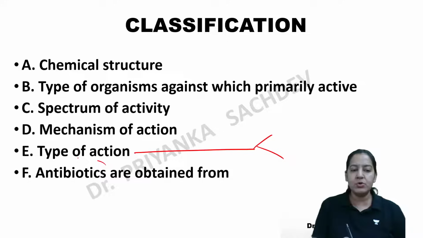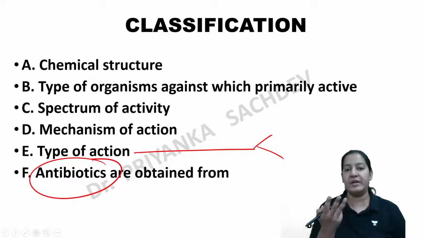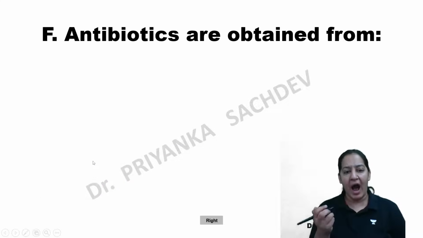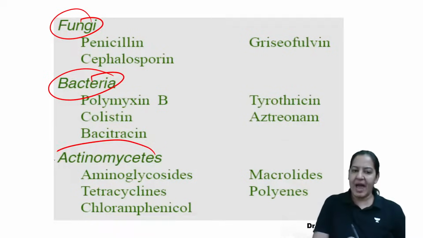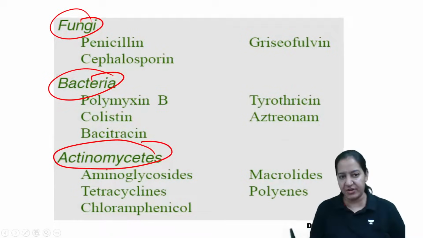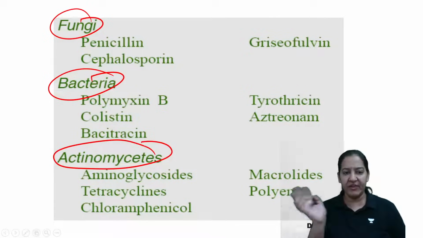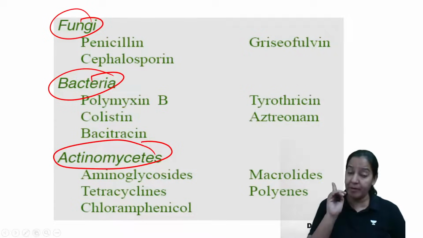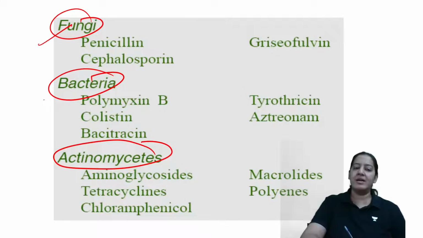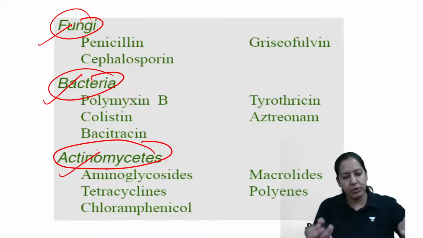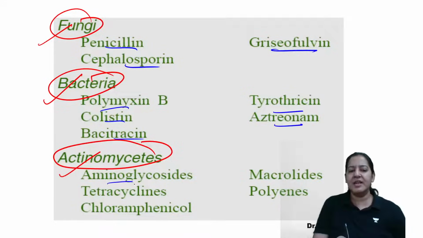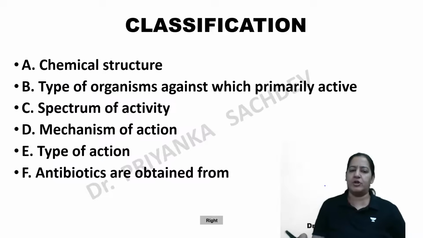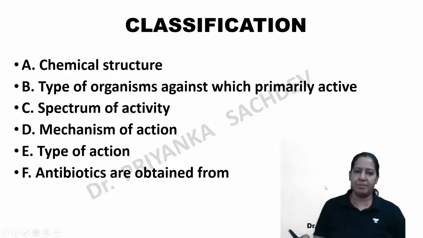The last one: the source of the antibiotic, from where they are obtained. Antibiotics are obtained either from fungus, or from bacteria, or from actinomycetes, with the help of genetic engineering. You can see the names of which of them are obtained from fungus, which are obtained from bacteria, and which are obtained from actinomycetes. So not a very important classification, but here.